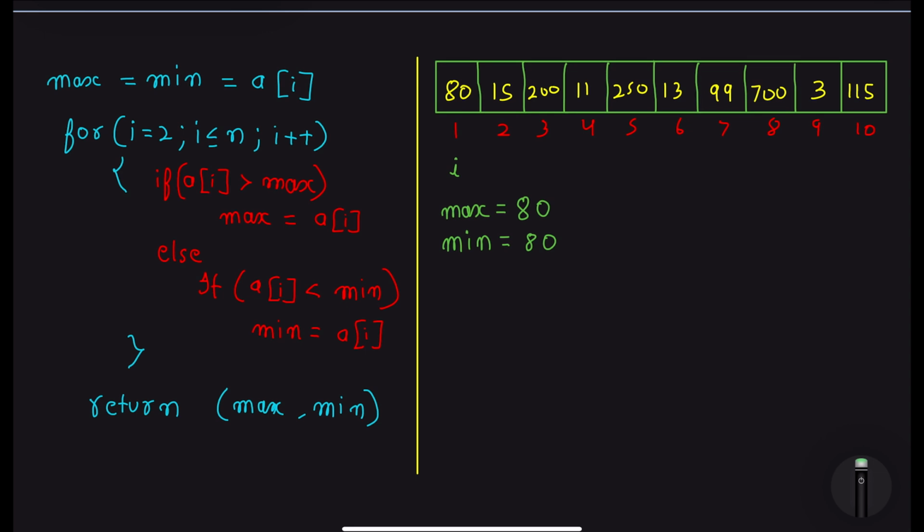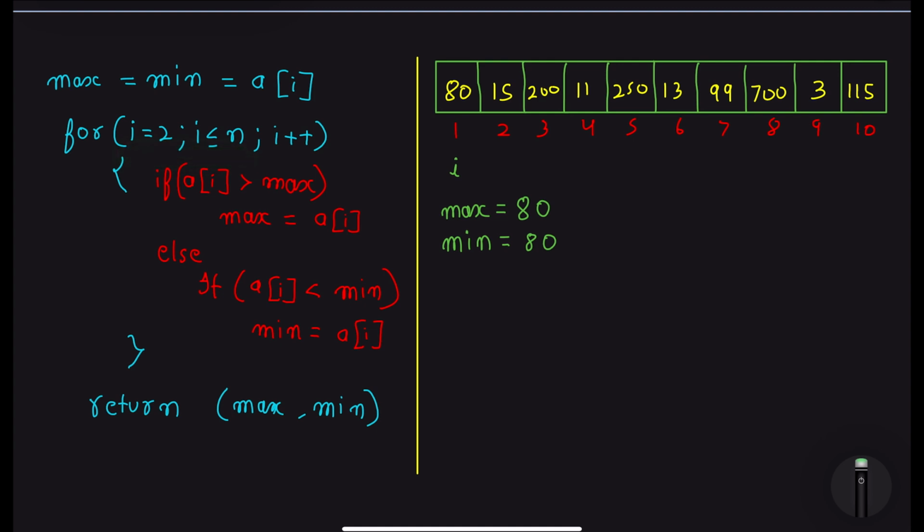Before learning the divide and conquer algorithm of finding maximum and minimum element in an array, let's first look at the normal way to find maximum and minimum element without using divide and conquer. First we have two variables max and min which are equal to the first element of the array, which is a of 1. Then we iterate over the array starting from i equal to 2, which is the second element of the array, and the loop will run a total of n minus 1 times. So it will run from 2 to n.